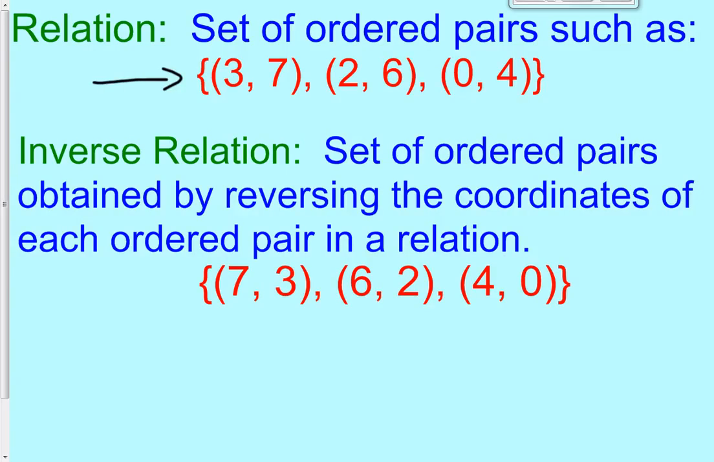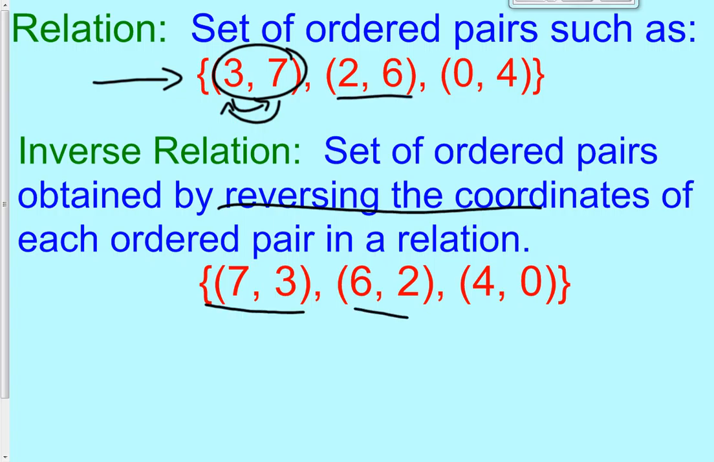Now the inverse relation is also a set of ordered pairs, but the way we get it is by reversing the coordinates of our x's and y's. So notice how this was 3, 7. I'm going to reverse the order, and now it's going to be 7, 3. 2, 6 becomes 6, 2. 0, 4 becomes 4, 0. So to find the inverse of a relation, all you got to do is change around the x and y ordered pairs. Quite simple. Notice what that looks like on a graph.